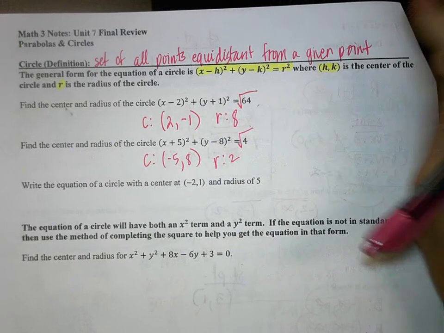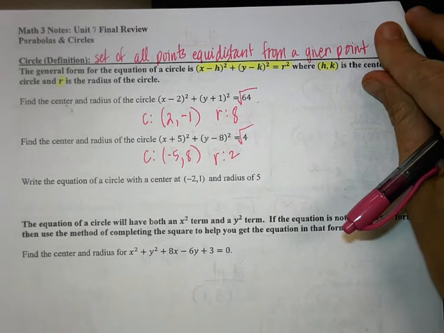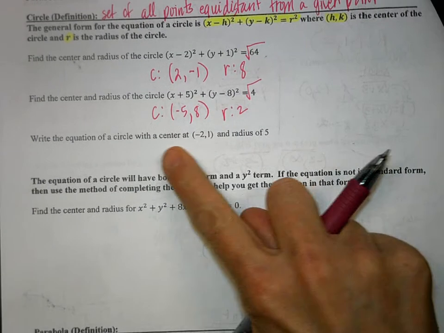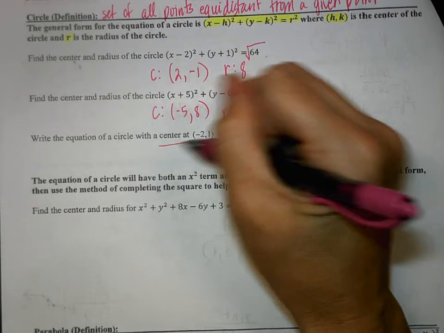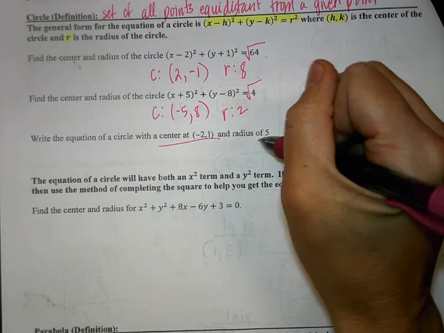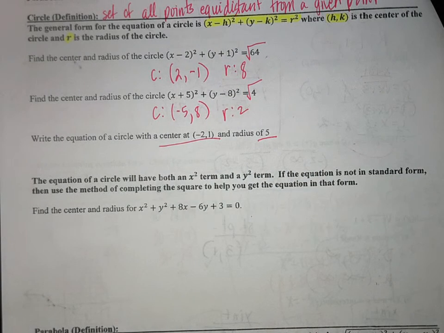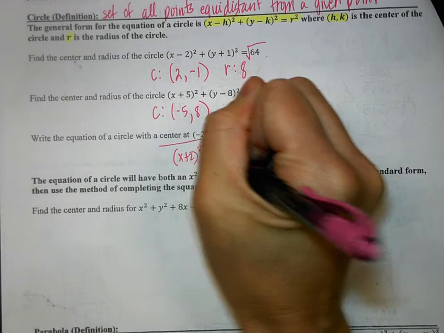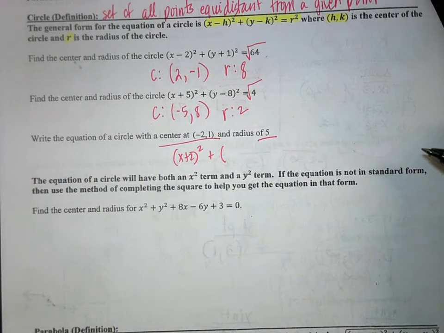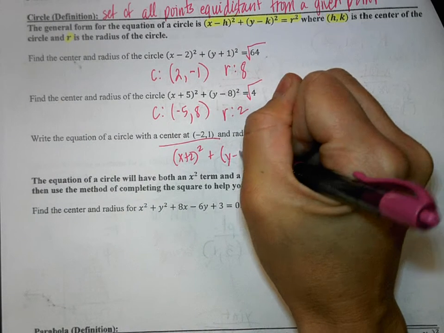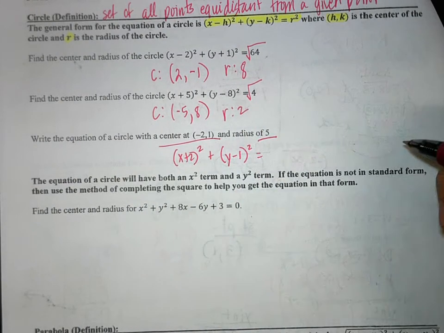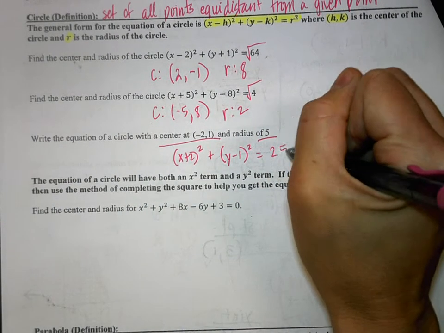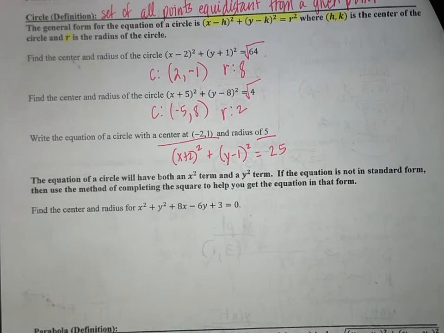Very good. And then knowing that information, we can work backwards. And so we want to write the equation if my center is -2, 1 and my radius is 5. How would I write that? Good. x plus 2 squared plus y minus 1 squared equals 25, perfect. And that is the equation for a line, or sorry, for a circle.